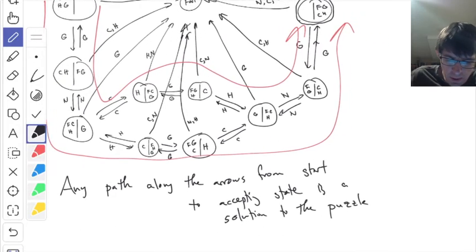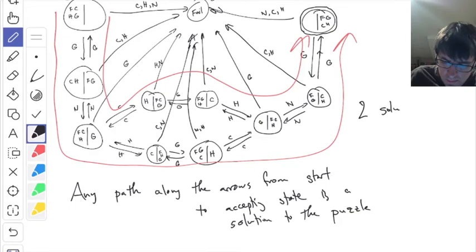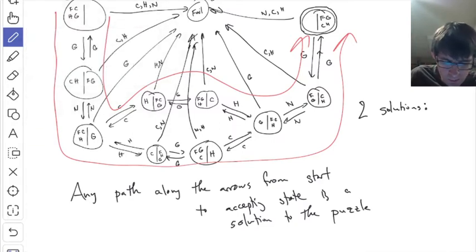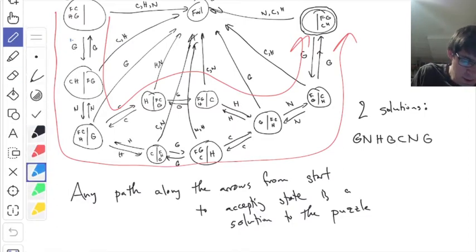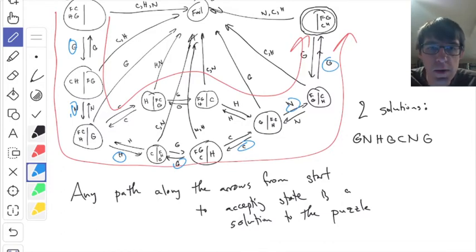So here are two solutions. In terms of our language, a solution would be written as a string with the letters G, C, H, or N. One solution going around the lower arrow there would be G, N, H, G, C, N, G. I got that by looking at these letters here. Following the arrows, reading those letters gives me one string, which leads you from the start to the end.